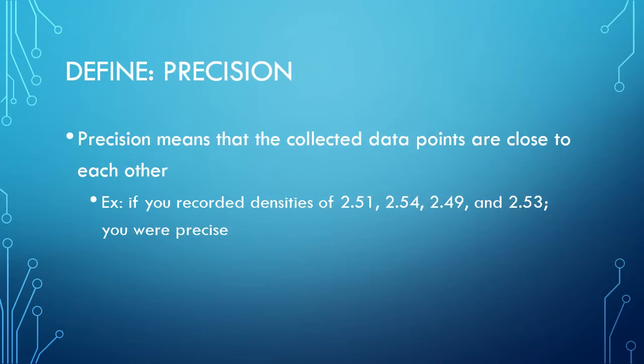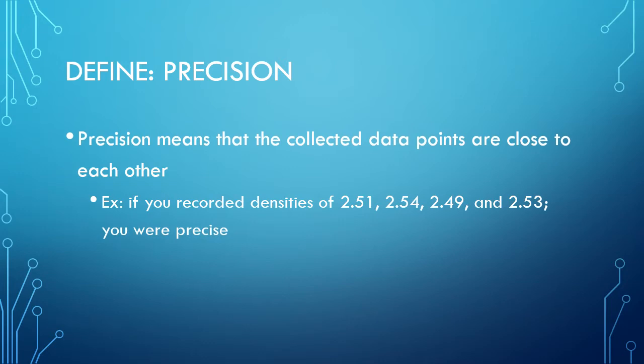Precision means that collected data points are close to each other. So generally, precision can only really be assessed if you have multiple data points. You can also consider how many significant figures are present as a way to assess some of the precision, but you really truly would need multiple data points to really know.